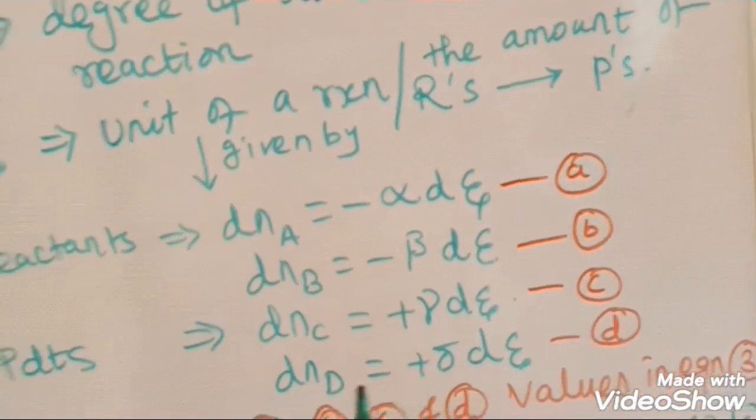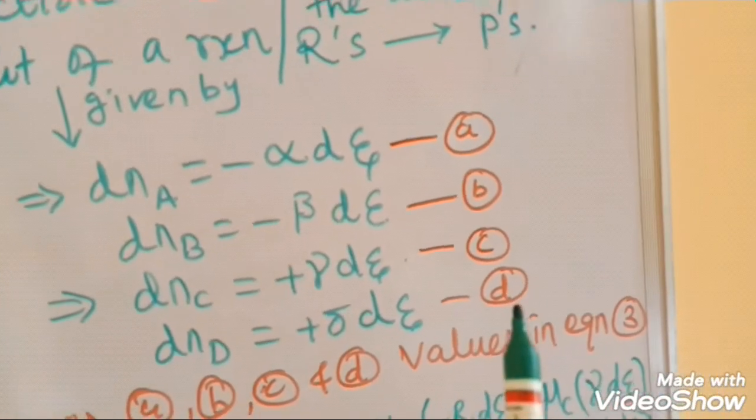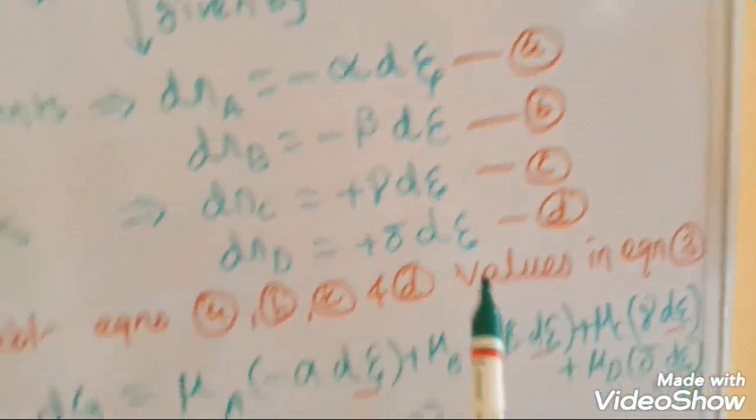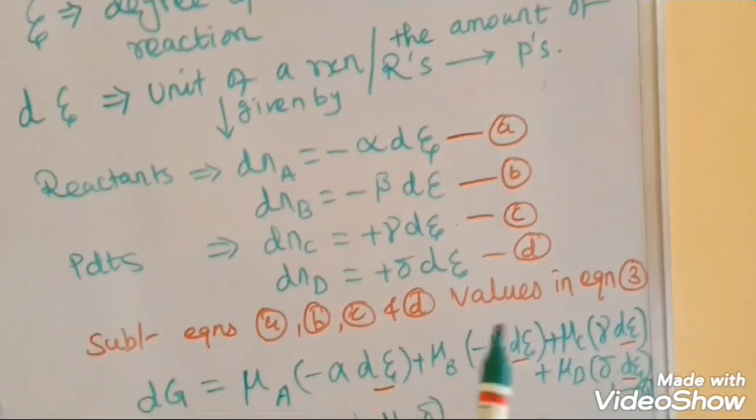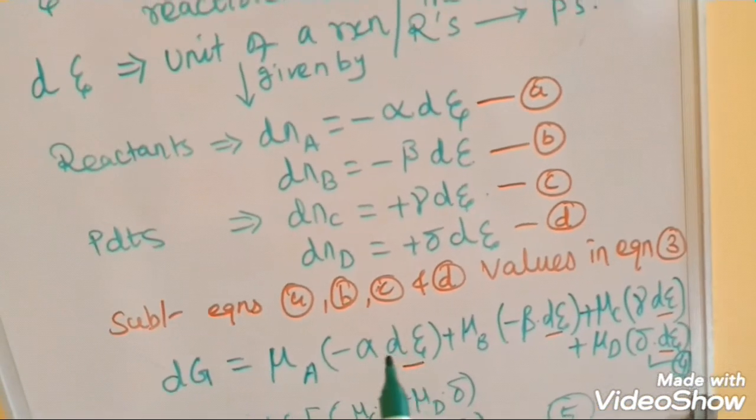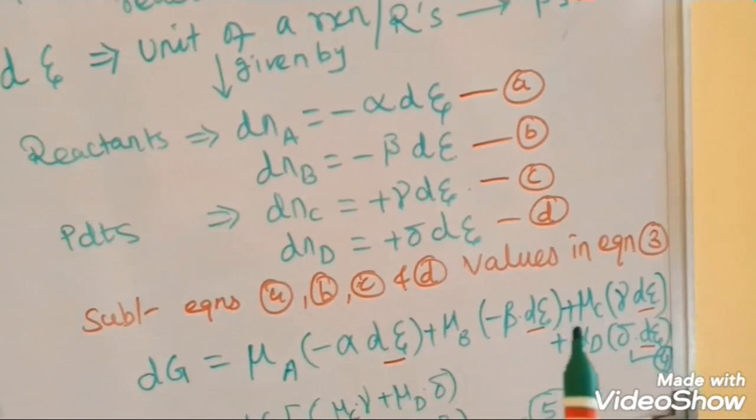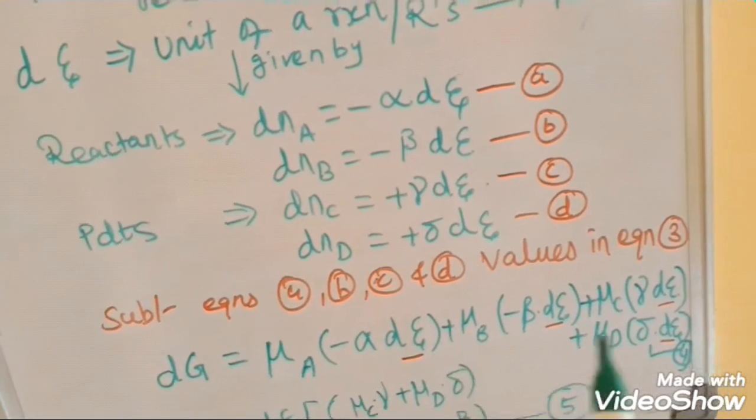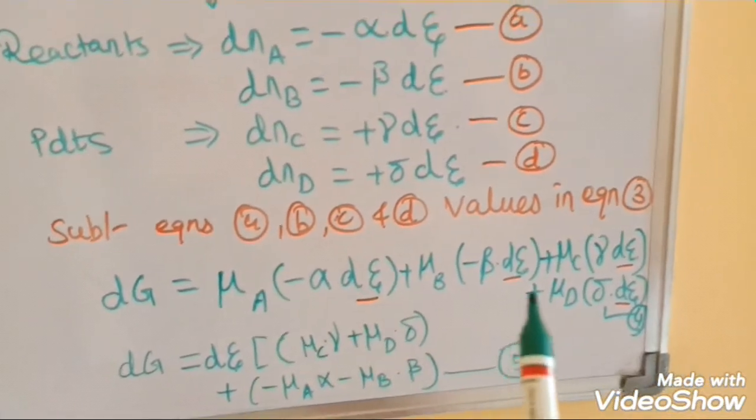This is equation C. After that, dN_D is equal to plus delta d epsilon, or dE. You may just mention it as dE is equal to d. Okay, so after that, substitute all these equation values in equation 3. Here you may substitute for dN_A, dN_B, dN_C and dN_D. Here we are going to put all 4 values in equation 3. At that time we will get this type of equation.